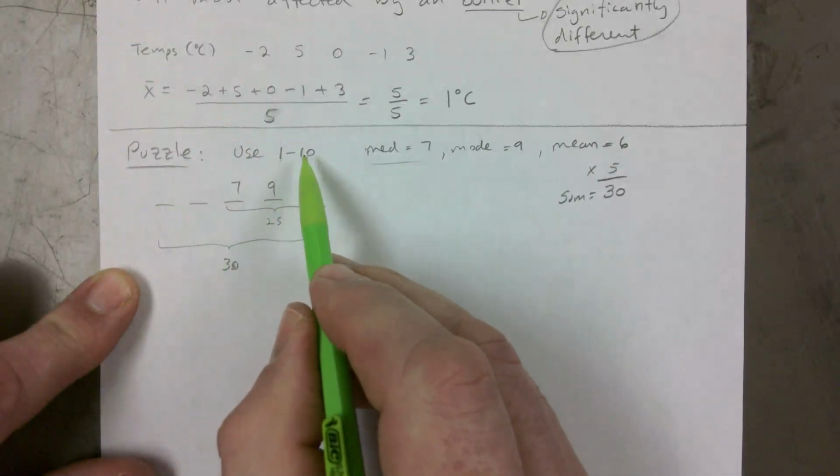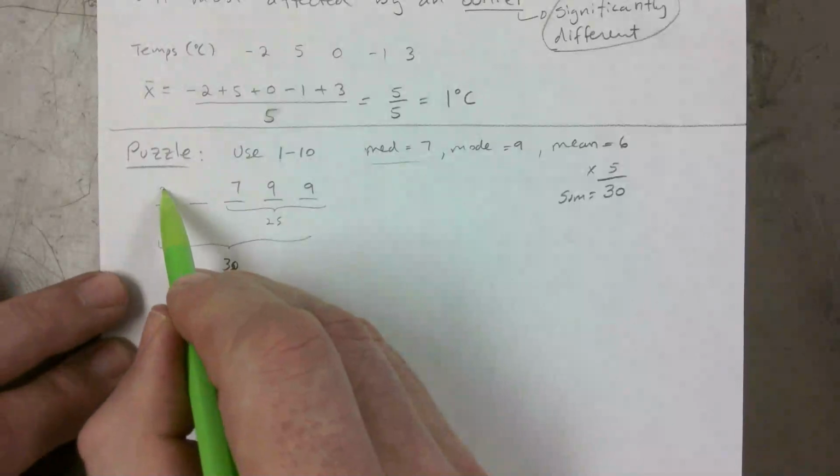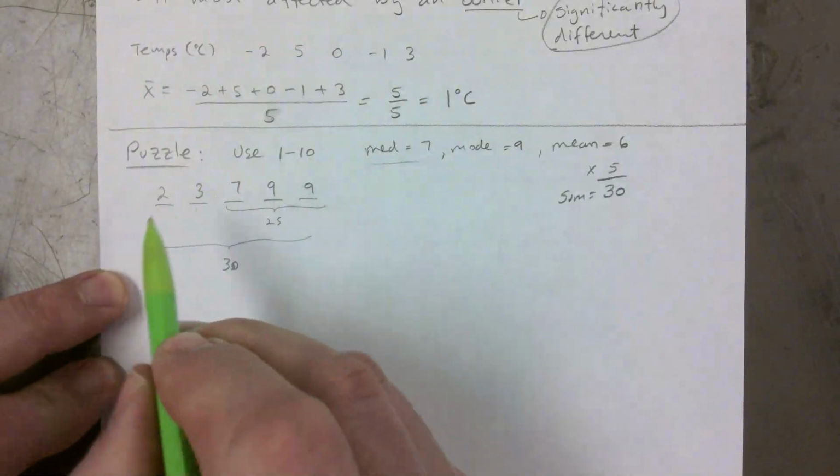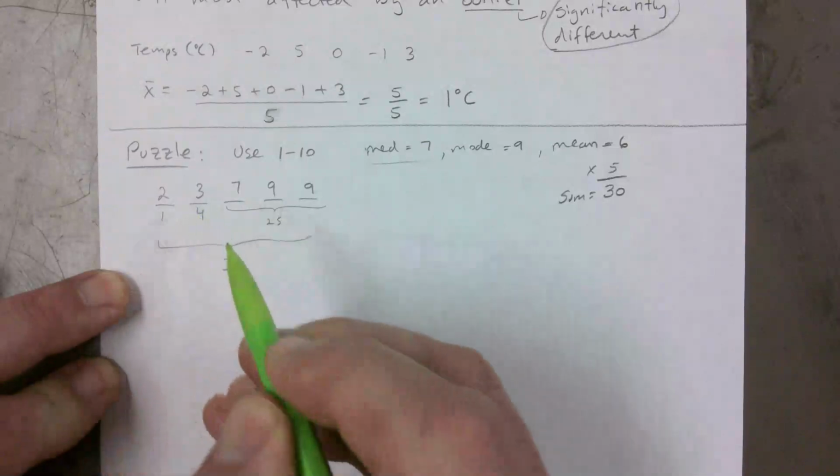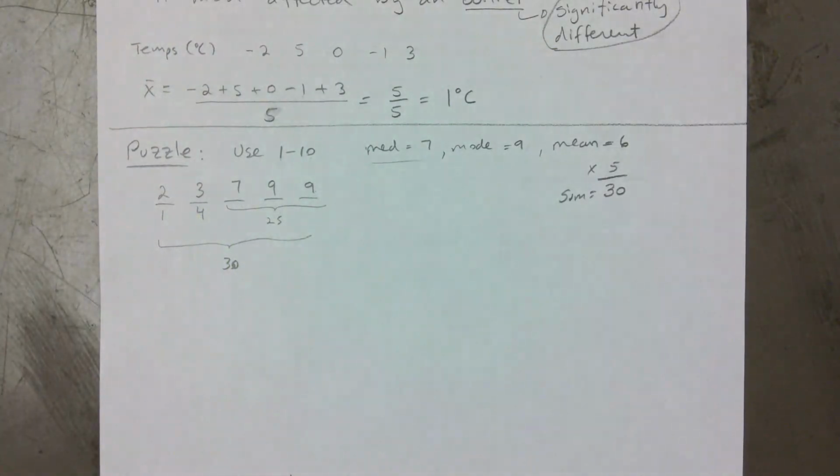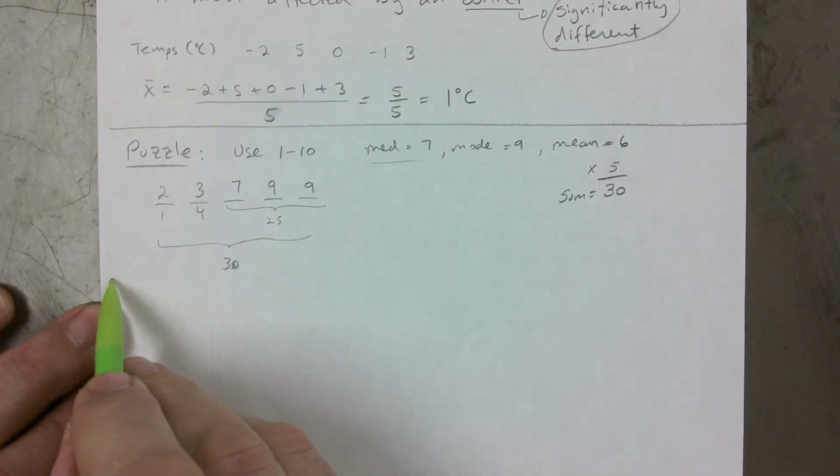And you're allowed to use 1 to 10. So you could use 2, 3, that would still work. You could use 1, 4, right? So you've got options there in that case. Either one would work there. So puzzles are good.